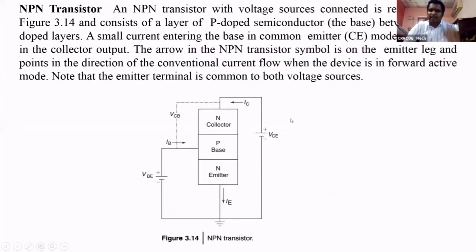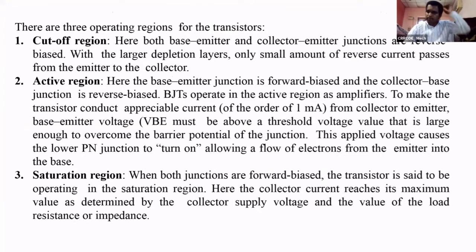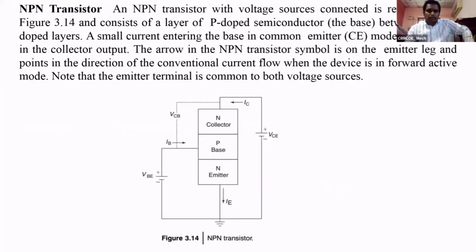First we see the NPN transistor. In an NPN transistor, the emitter and collector are made up of N type semiconductor and the base is made up of P type semiconductor. Now I will explain the working of the NPN transistor. Before that, the emitter is N, the base is P, and the collector is N again.